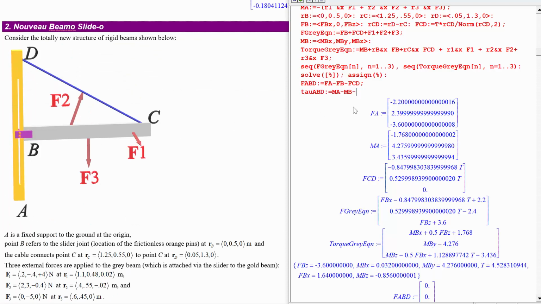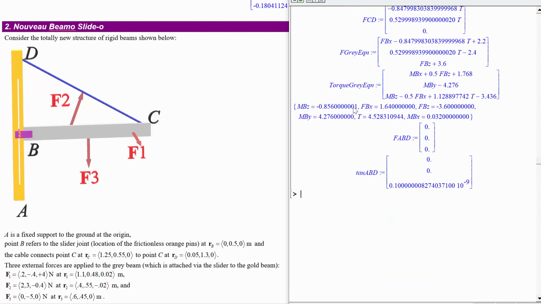But we do have minus RB crossed with FB, or you could just, if you want to see that, you could say plus RB crossed with negative FB, plus RD crossed with negative FCD. Okay, so this, if we haven't forgotten anything, should be the net torque on ABD. Do we get 0? Yes. All right, lots of checks, everything looking good.